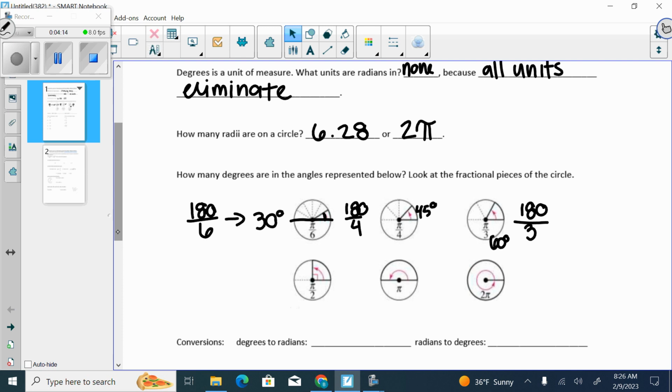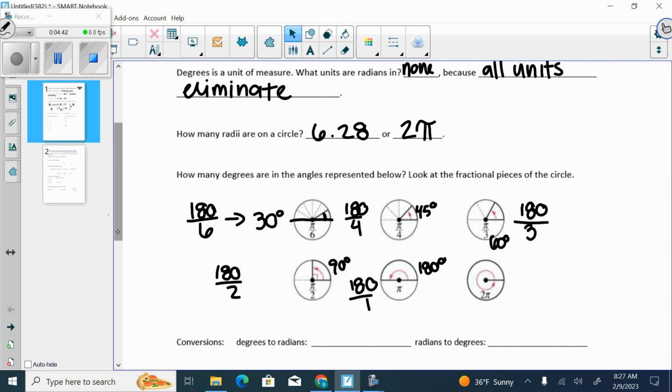And then when we look here, we've got pi halves. So how many degrees is that angle going to be? And then here, we've got just 1 unit of pi. So I have 180 over 1. How many degrees is that section? 180.